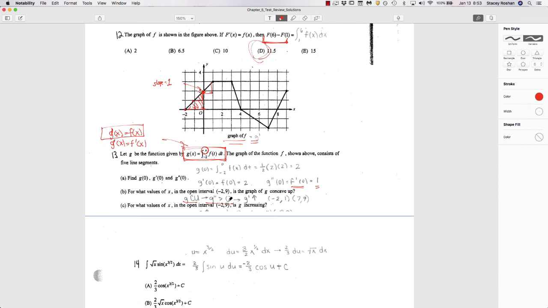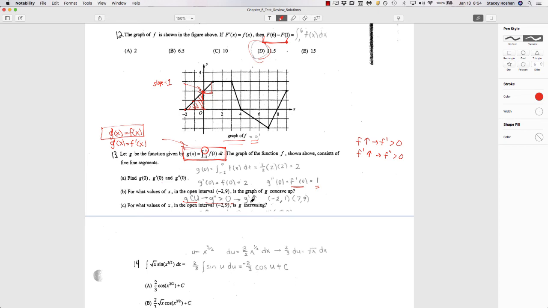G double prime is greater than 0 when g prime is increasing. Because remember, f increasing means that f prime is greater than 0. So that would mean f prime increasing means that f double prime is less than 0. So, we got to be able to go forwards and backwards.